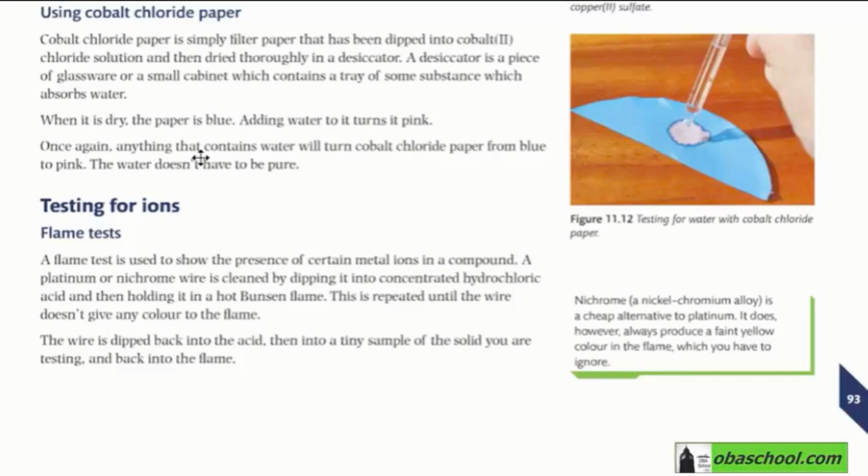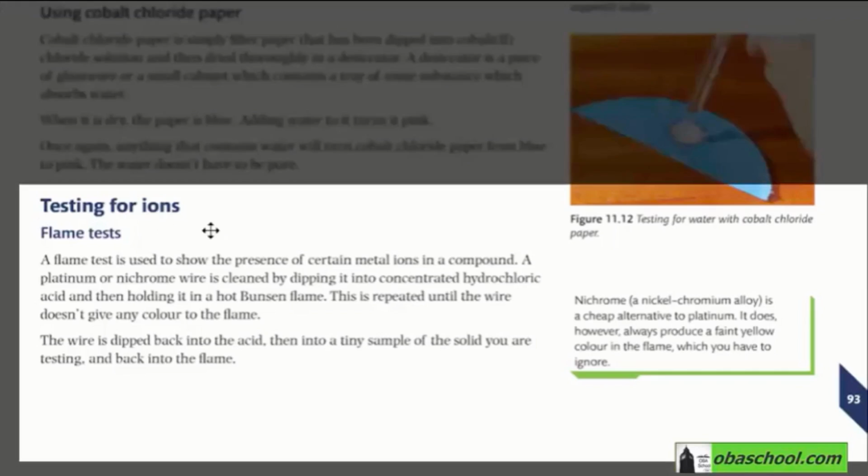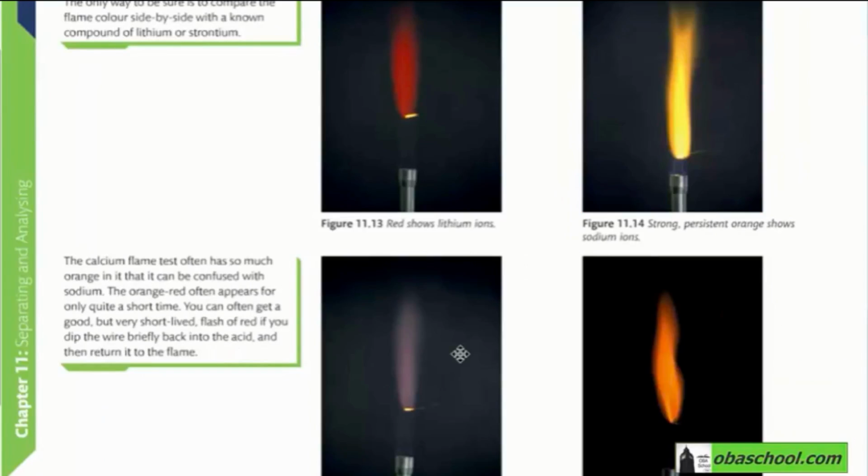After talking about testing for water, we'll talk about testing for ions. First, we have the flame tests. If we look at the next page, we can see that each ion gives a specific color when subjected to heat. So we'll see which color each ion gives, and we'll see how we can perform this test.